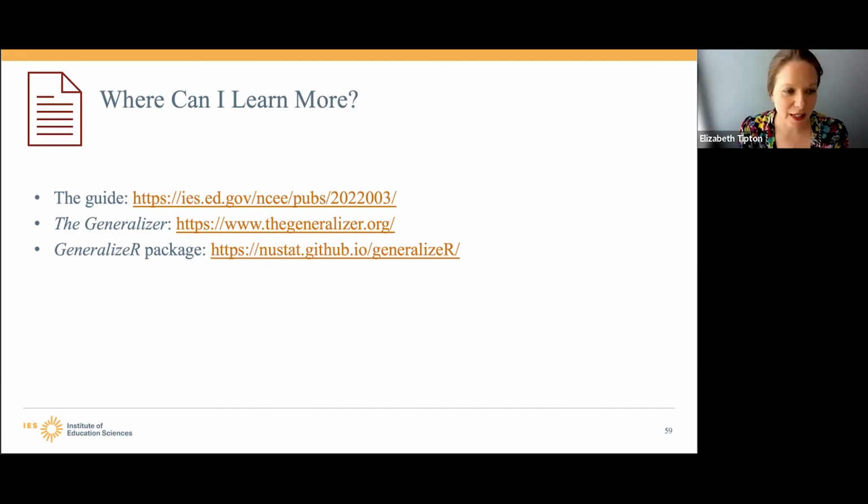And the last is a package called Generalize R package, which is not quite on CRAN yet for those of you using R, but it implements all of the same methods, but allows you flexibility to use whatever data you have.